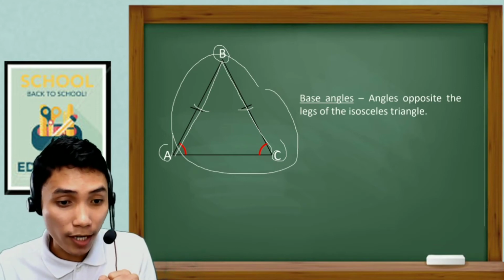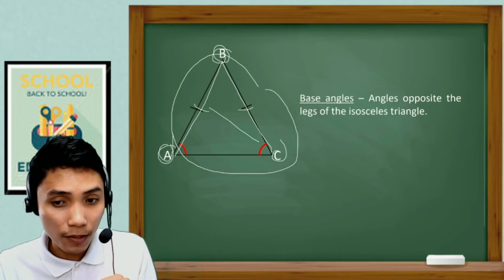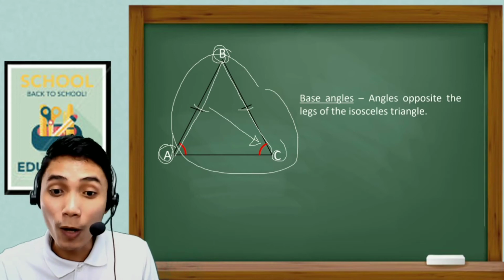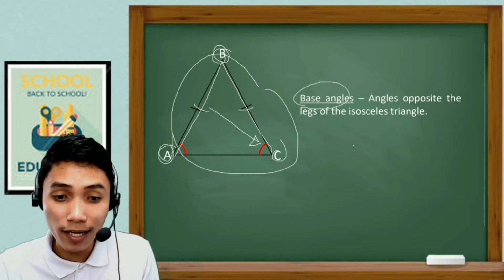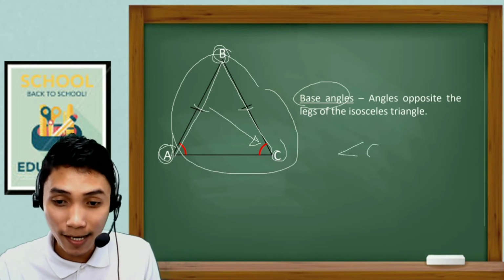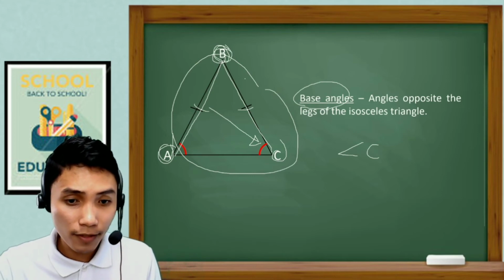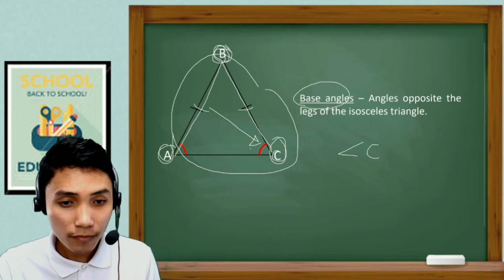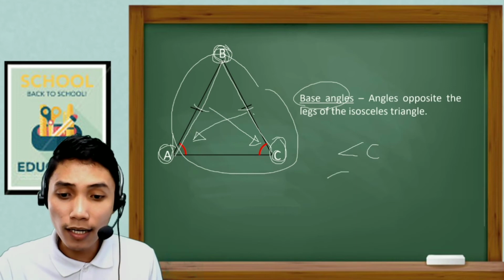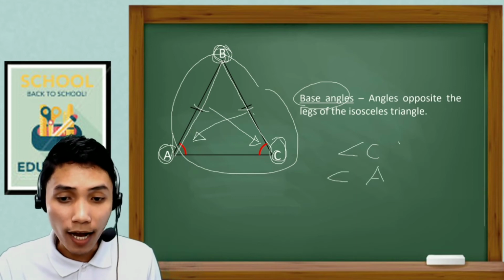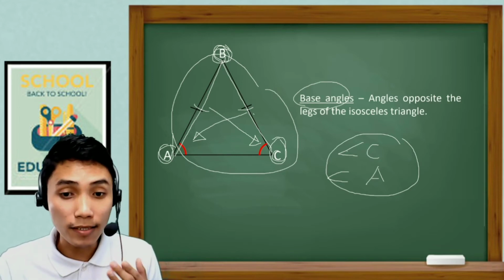So the first one is the line AB. So in front of that one or opposite of that one is our base angles. So ang atoang base angles dari is the angle C. Then naa pud tay isa ka legs which is kaning B or the line B and line C. So opposite of that line is the angle A. So the angle C and the angle A, that is our base angles.